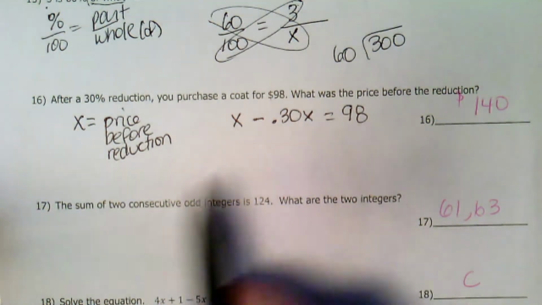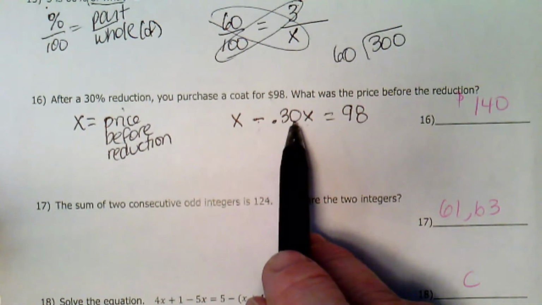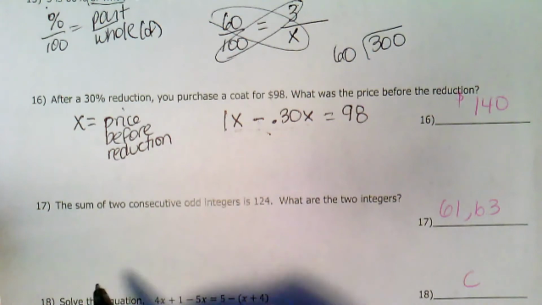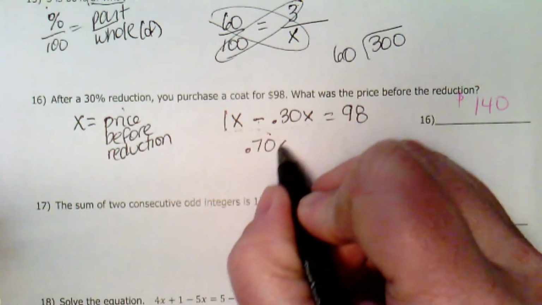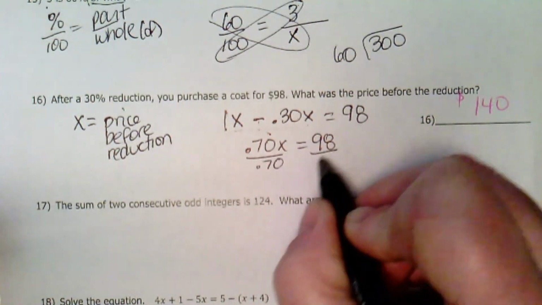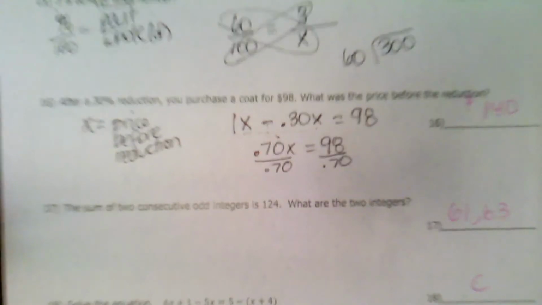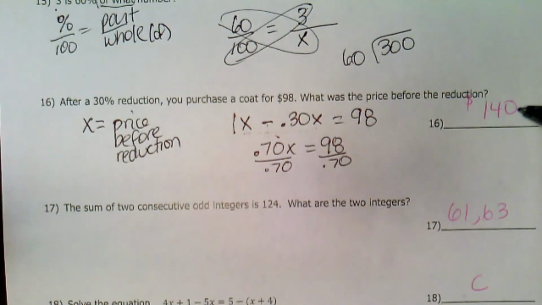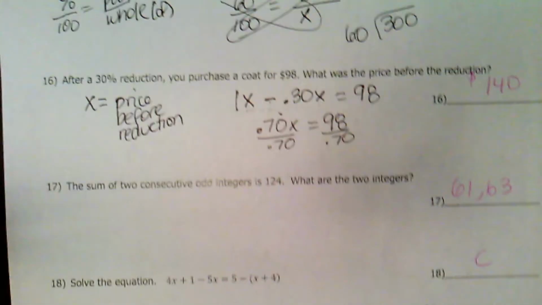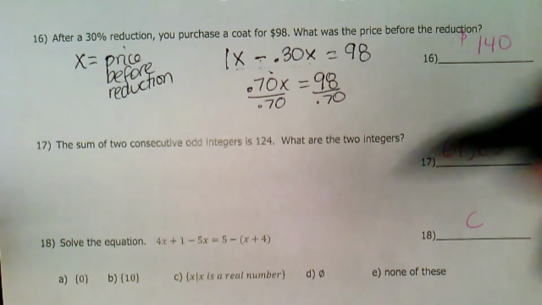Now if they're talking sales tax, we would add because tax is added, but the discounts are always subtracted. So we're going to combine our like terms. So this is 1x, take away 0.3x, and that's what that equals. If we divide by 0.70, you come up with $140. And you can check yourself. You can take 140, times it by 30%, see if it equals 98. So if it's a correct answer, it will work forward and backwards.